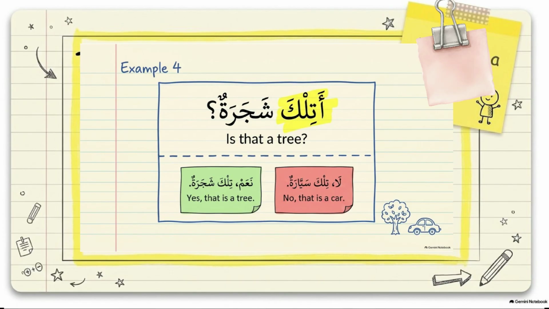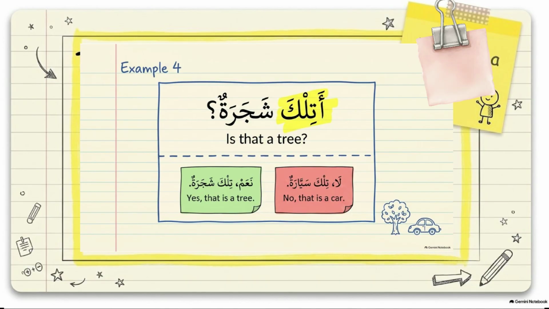And example 4, is that a tree? For our final example, we're combining distance with a feminine word. A tree in Arabic is shajara. So to ask, is that a tree? We use tilka, the feminine word for that. A tilka shajara? Again, a tilka shajara? Nam tilka shajara. Or la tilka sayara.